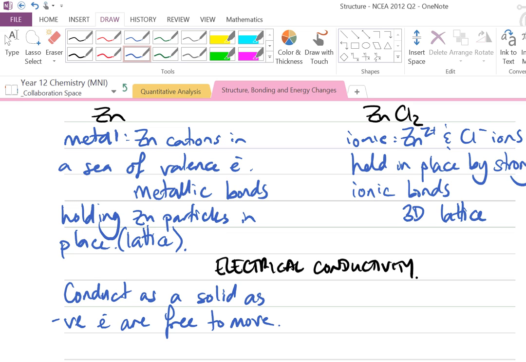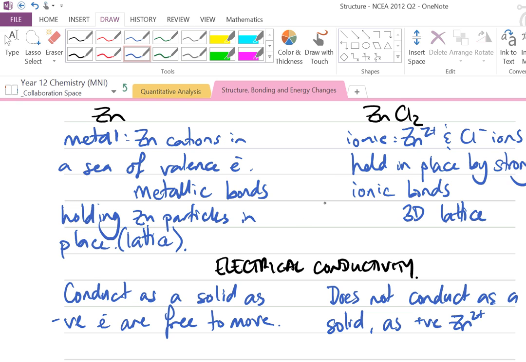Okay, so one thing I could have put there is I could have said, electrical conductivity requires charged particles that are free to move. I'm going to put this in my answer. Okay, so zinc chloride does not conduct as solid as positive Zn2+ and negative Cl- held in place too strongly.